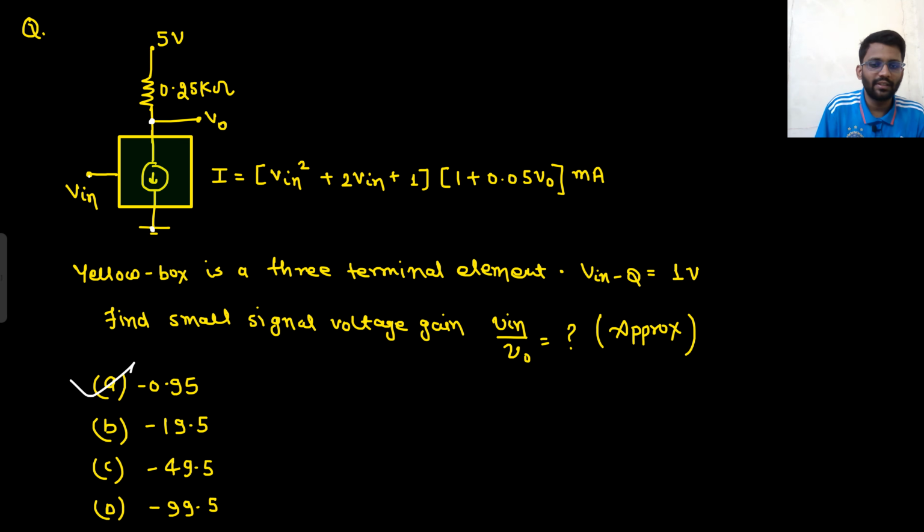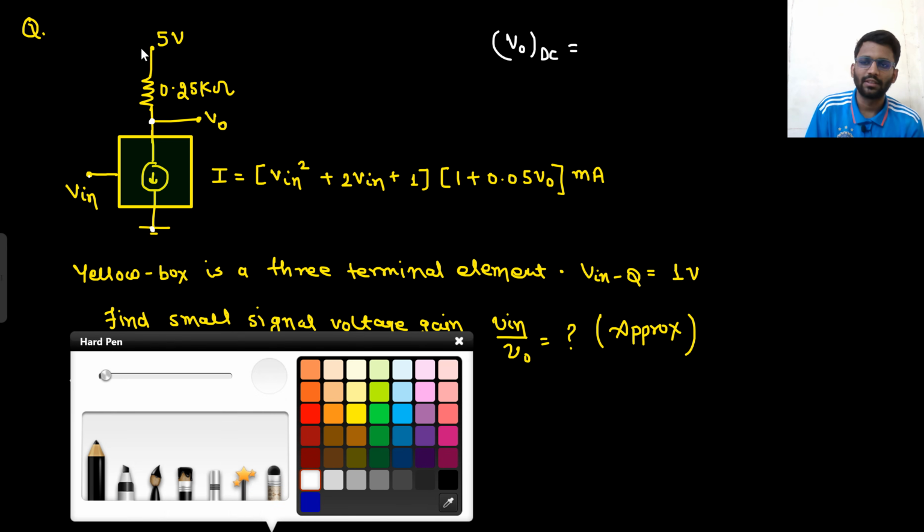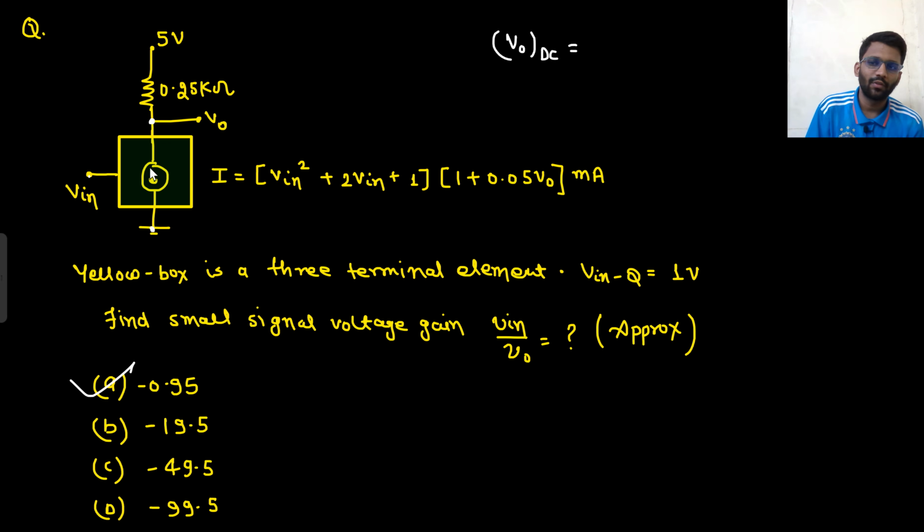So let's just consider only the DC output. What will be V naught DC? That will be this current. What that current would be? Nearly 4 milliampere current is flowing here. V in equals to 1 is given. I am putting 1 here. So nearly 4 milliampere current is flowing through this resistance, so this will give a voltage drop of 1. So V naught DC will nearly be equals to 4 volt.